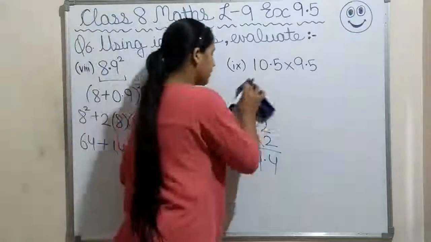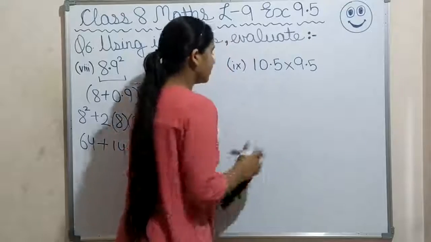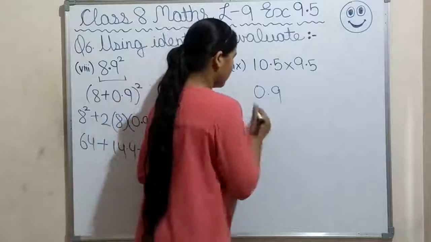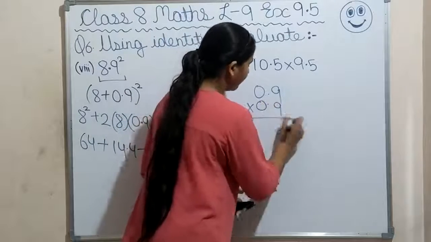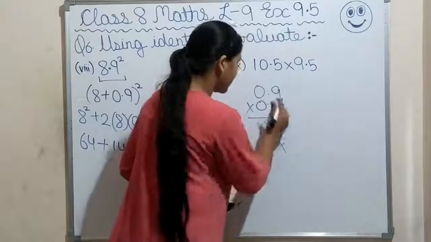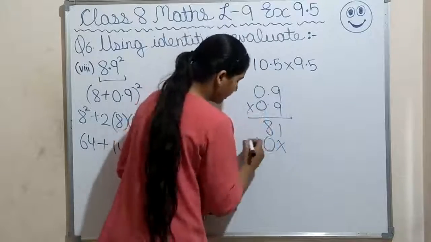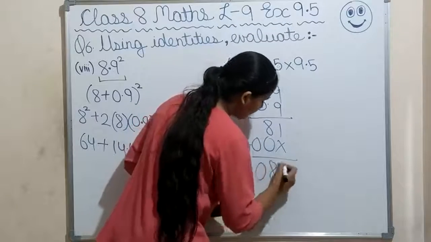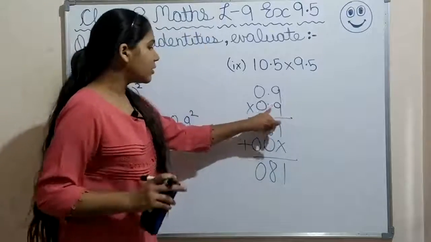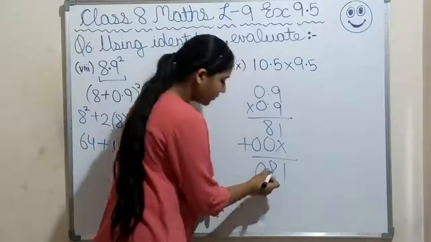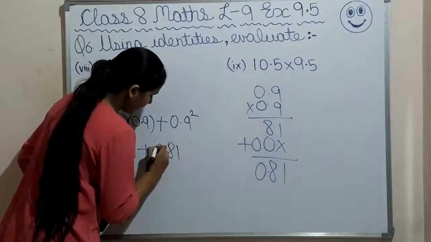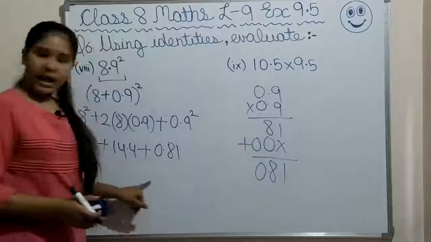0.9 squared, again we are going to do the rough work. 0.9 times 0.9. 9 nines are 81, 9 zeros are 0 as it is, and again multiply 0 nines are 0, 0 zeros are 0, so 081. Here it is after 1 digit, here also 1, so 2 digits, so here 0.81. Now we have to add these numbers.